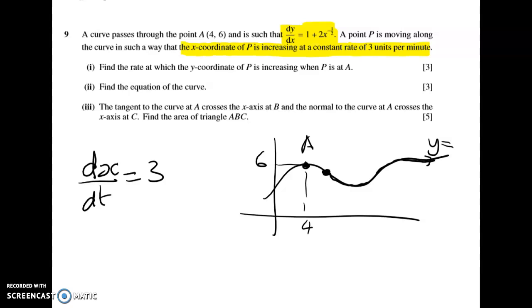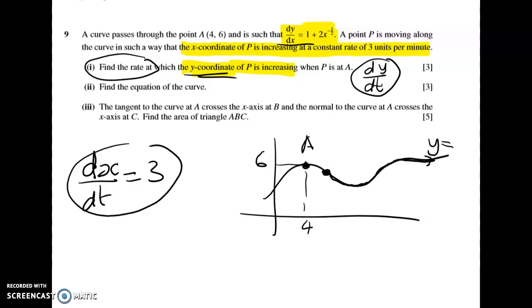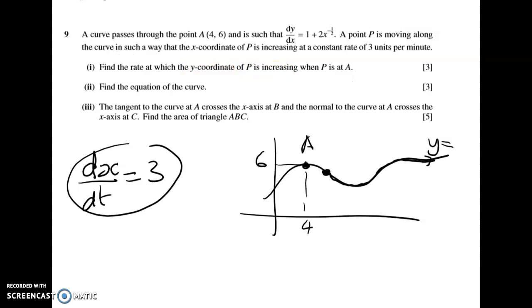Find the rate at which the y coordinate of P is increasing when P is at A. So what we're being asked to find here is dy by dt. And as soon as we see that, we should be thinking about the chain rule. Next, we're asked to find the equation of the curve. So the curve is going to come from this up here, dy by dx. We're going to integrate that and use this information to help.